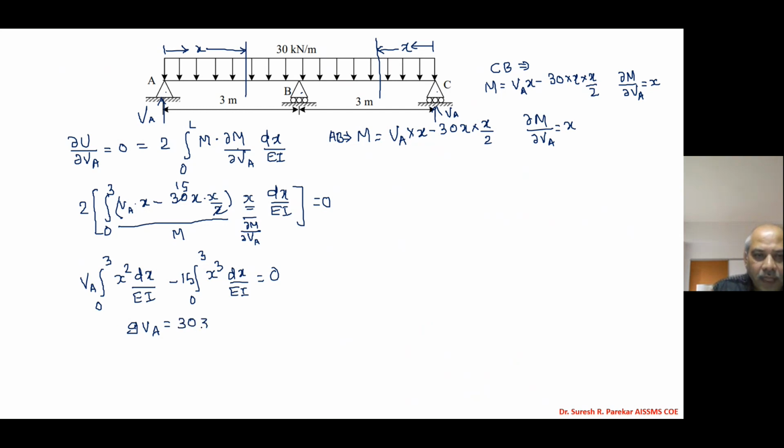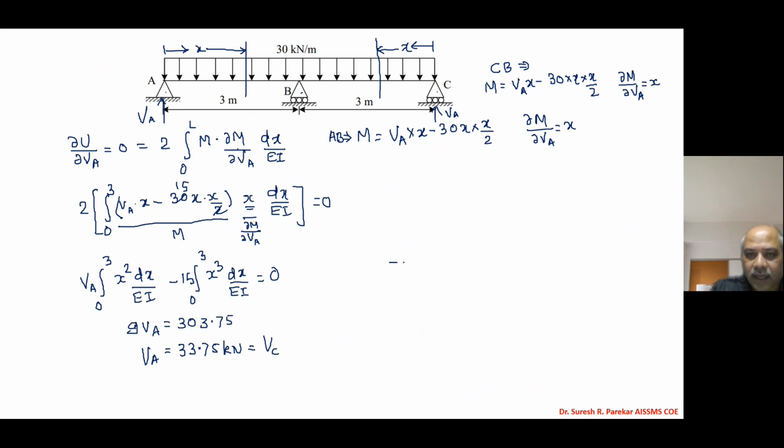So we have 303.75. And if we calculate the value of VA from here, divided by 9, we will get 33.75 kilonewton. And we know this is equal to VC. VA and VC we have the same.